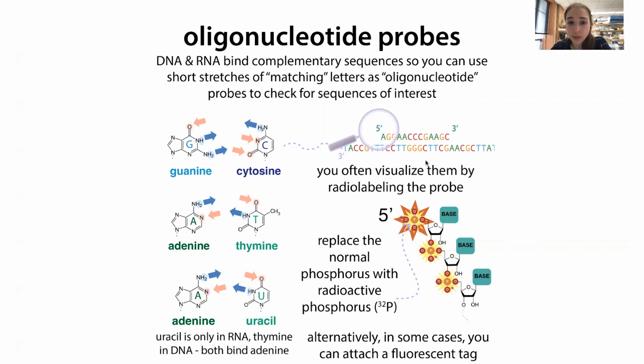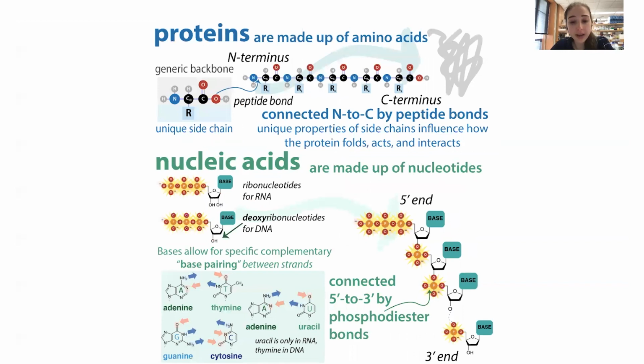The longer it is, the more likely it is that no one's going to guess it just by chance. And so if we use a longer sequence, then we have a better chance of just finding the sequence that we want. But then we need a way to see it. And so we're going to see it by, typically we radio label the probe. And so we stick a radioactive phosphorus group in the end, a phosphate group. More on this later, but this is going to be super duper sensitive. You can also, in some cases, use a fluorescent tag to avoid the radioactivity.